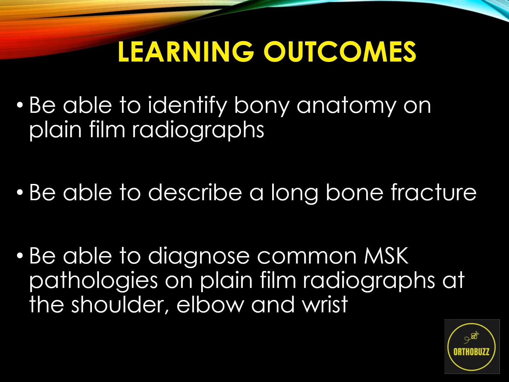Well, we're going to be identifying bony anatomy on plain film radiographs. We're going to be describing long bone fracture and then finally looking at some common musculoskeletal upper limb pathologies and orthopaedic presentations at the shoulder, elbow and wrist, and how best to manage these, especially in the emergency setting. And this is by no means a comprehensive review of the upper limb pathologies that could present, but is there to give you an idea of some of the common ones that you may come across.